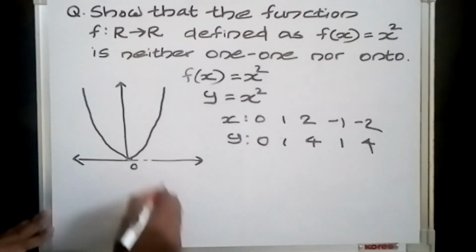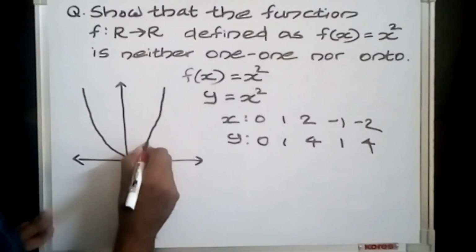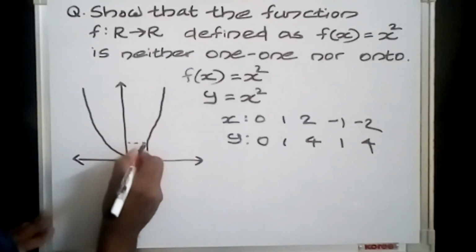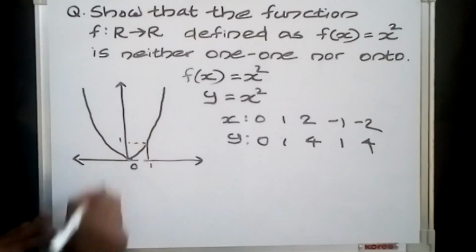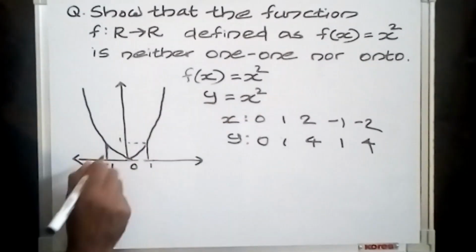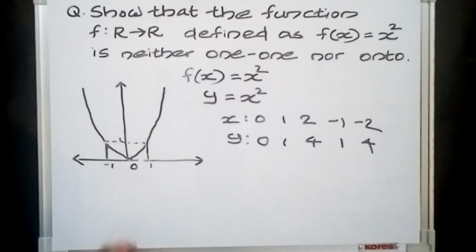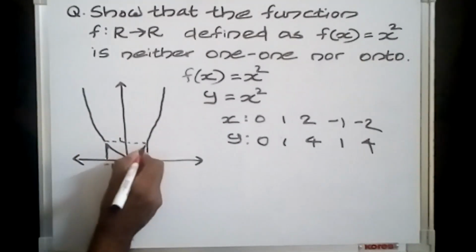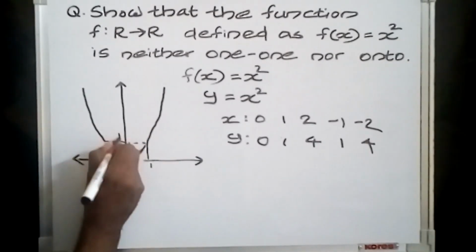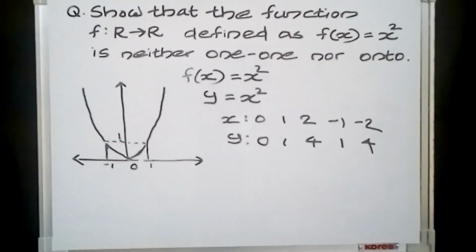Here we have, when x equal to 1, the value of y is 1 square, 1. And also when x equal to minus 1, the value of y is minus 1 square, that is 1. Therefore, the function is clearly not 1, 1. The numbers 1 and minus 1 have the same y value 1. The function is not 1, 1.